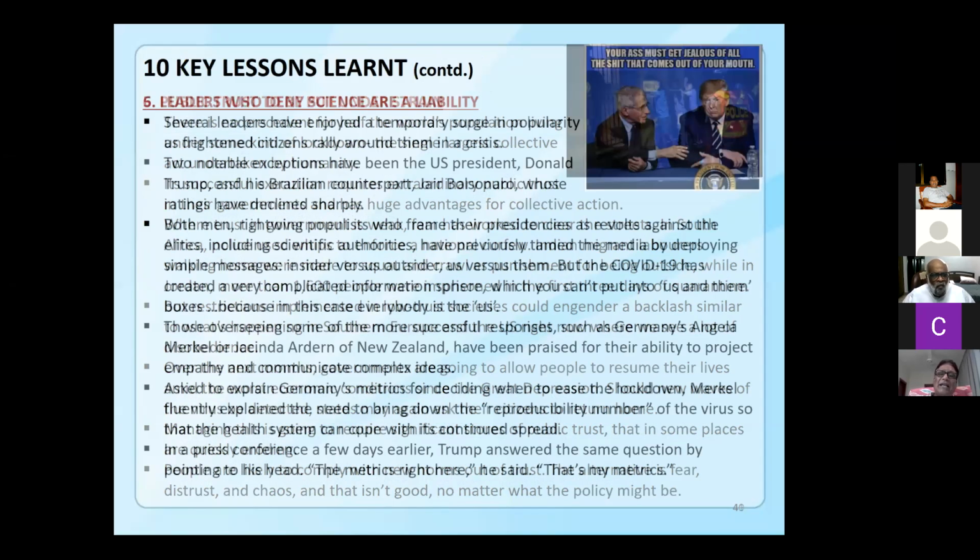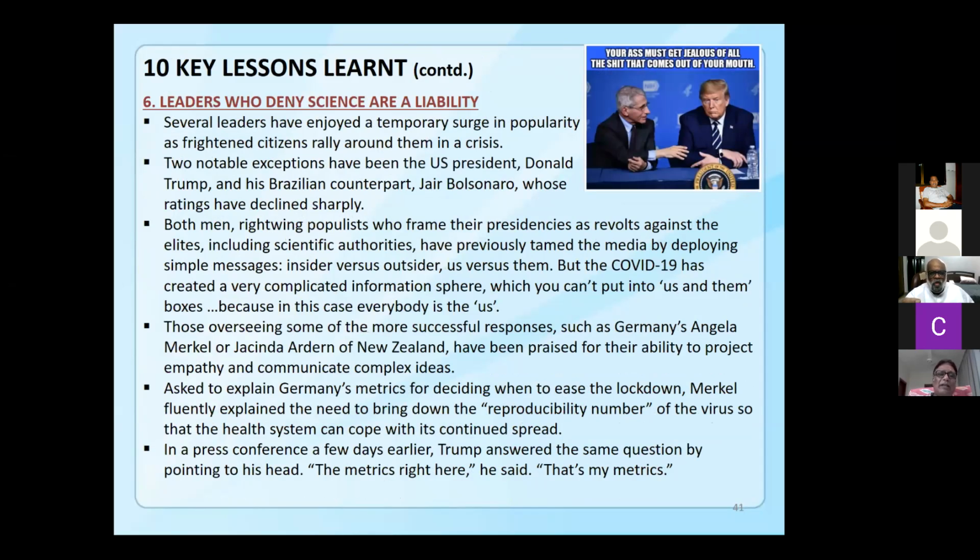Leaders who deny science are a liability. We have seen this happening in Brazil. We have seen this happening in US. When you deny science, we have seen this happening in Andhra Pradesh. We have seen this happening in Telangana. So where leaders have made fools of themselves.